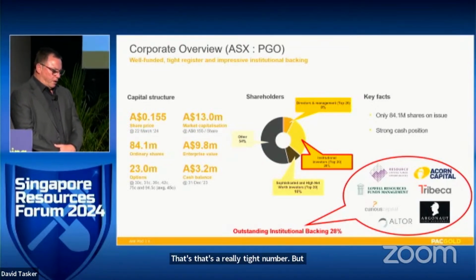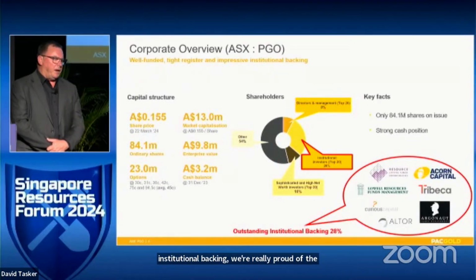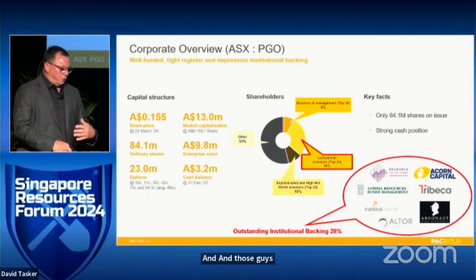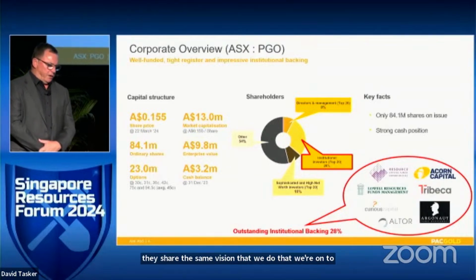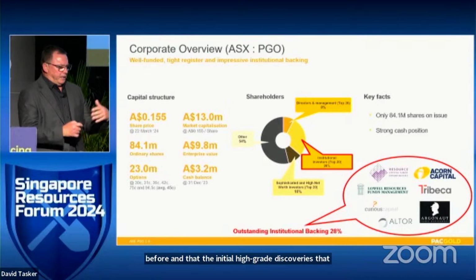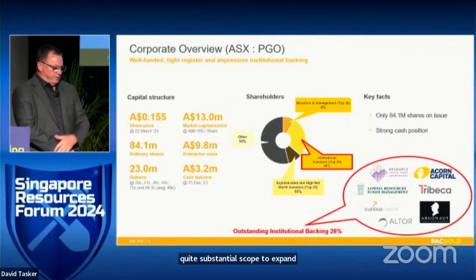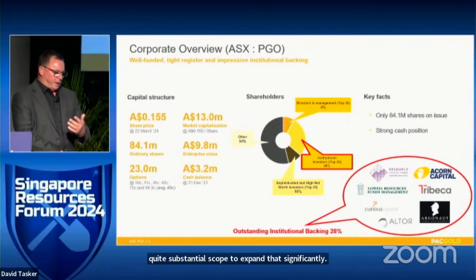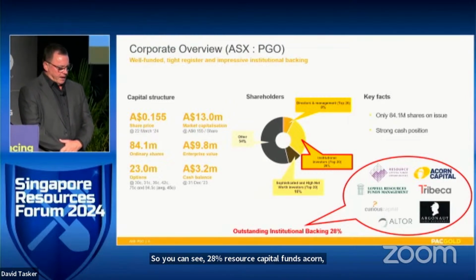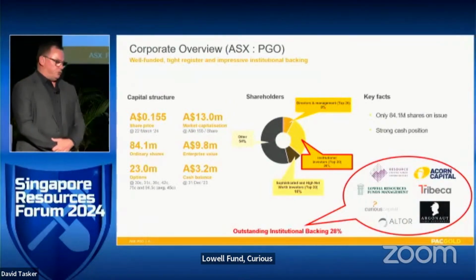But our institutional backing, we're really proud of the institutional support that we've attracted to the register, and those guys share the same vision that we do, that we're onto a whole new gold district that hasn't been recognised before, and that the initial high-grade discoveries that we've made are just the beginning, and that we've got quite substantial scope to expand that significantly. So you can see 28% resource capital funds, Acorn, Tribeca and Argonaut, two of the sponsors of the conference. Lowell Fund, Curious Capital, they're really supportive institutional investors there.